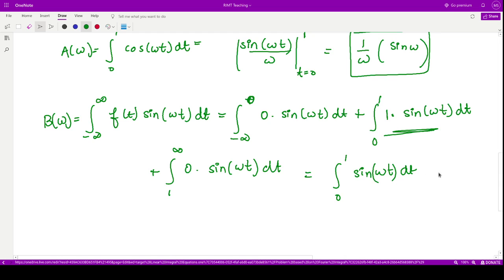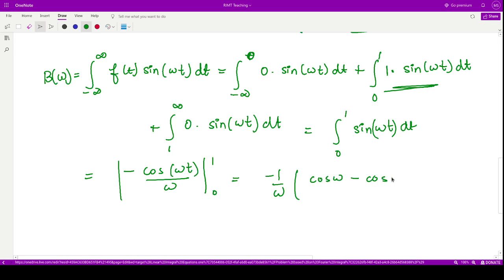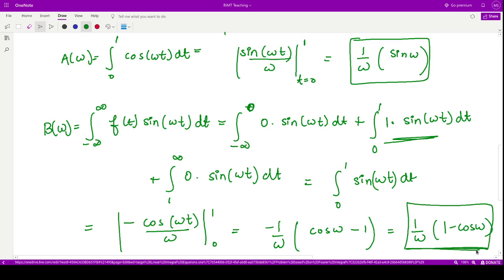When you perform the integration of sin omega t, this is equal to minus cos omega t divided by omega, and the limits of integration vary from 0 to 1. So you can take the minus 1 by omega outside, giving cos omega minus cos 0. And what is cos 0? Cos 0 is equal to 1. So the value becomes 1 by omega times (1 minus cos omega). This is the value of B(omega) that we require in the integral representation of the function.